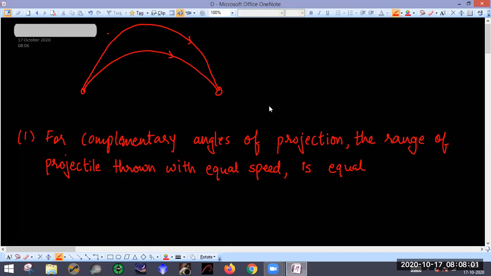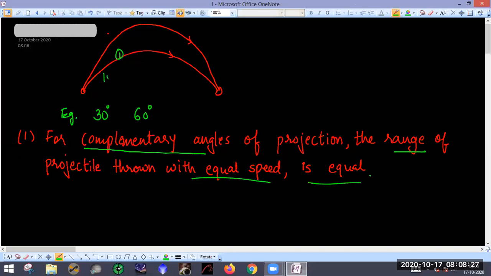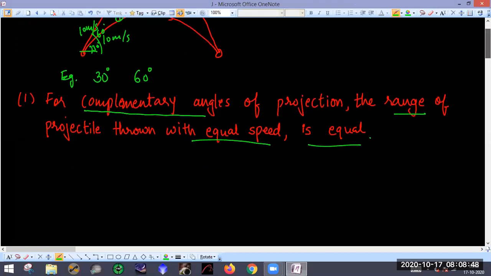So what is this sentence saying? It's saying that if you take two projectiles which are thrown at complementary angles, for example, if one is 30-degree, the other is 60-degree, and the range is equal, if they are thrown with equal speed. That is, suppose you throw the first one with a speed of 10 meter per second, and you also throw the second one with a speed of 10 meter per second, but at different angles, one at 30-degree, the other at 60-degree, then the range will be equal. That is what we have to prove, right? Okay, so let's prove it.